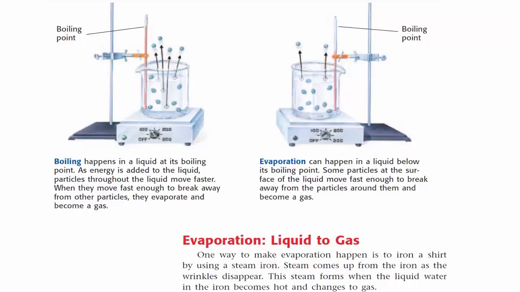Evaporation, liquid to gas. One way to make evaporation happen is to iron a shirt by using a steam iron. Steam comes up from the iron as the wrinkles disappear. This steam forms when the liquid water in the iron becomes hot and changes to gas.